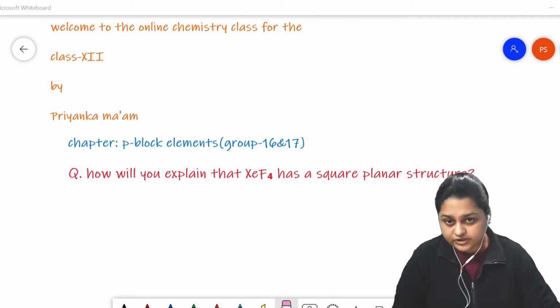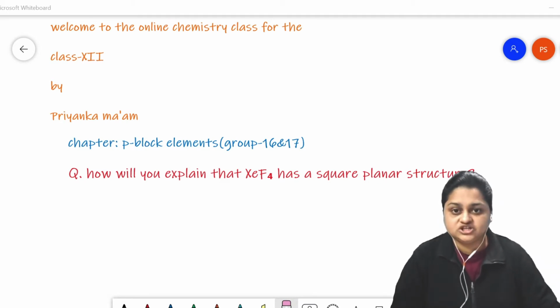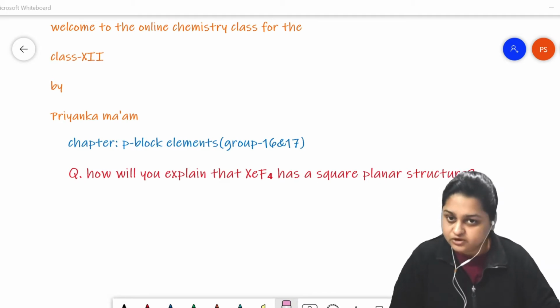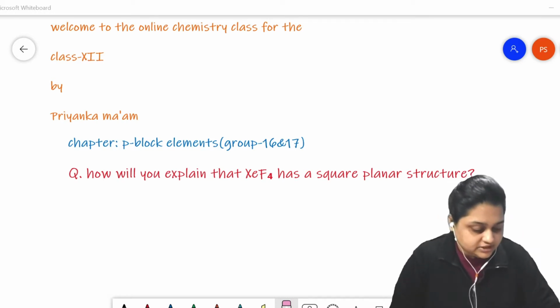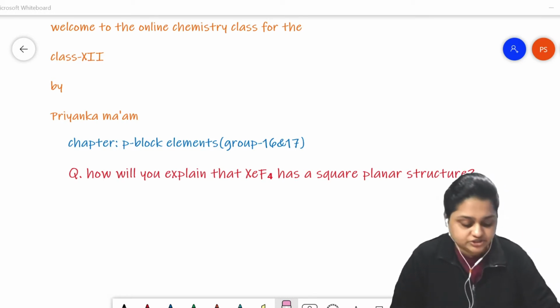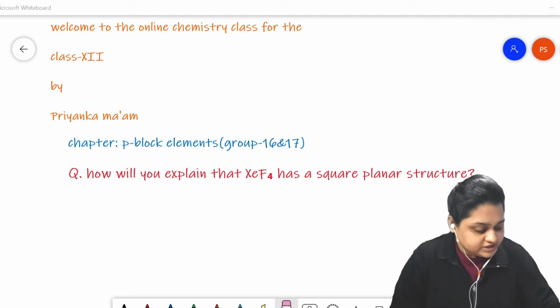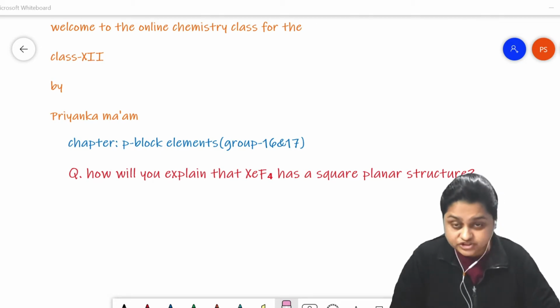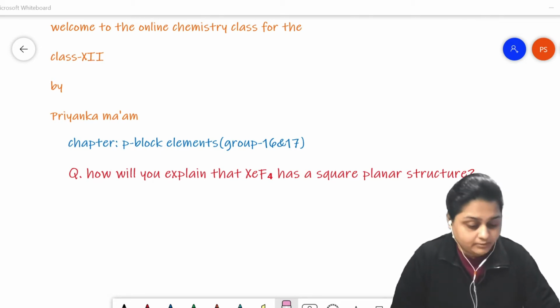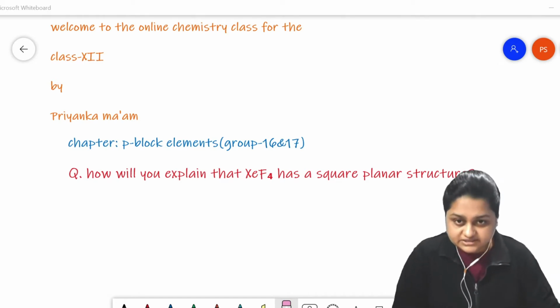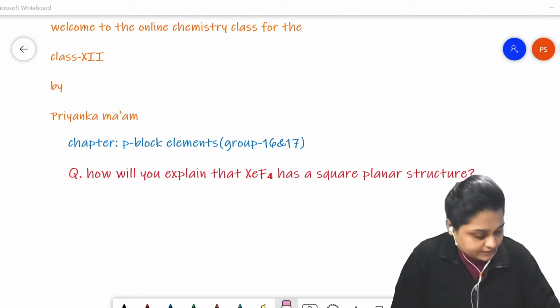So today we are going to continue with the question answers that we were doing from the P block element chapter. We were mainly doing questions from group 16 and 17. Today we will start with a group 17 question, and probably we will end our discussion of this particular chapter today.